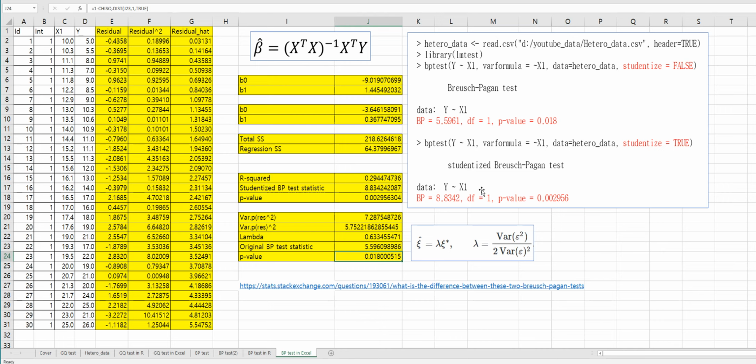So again, once you activate the LM test library, you can use the BP test result. This is a regression model formula, and if you specify studentized as true, you can get the studentized BP test statistic. Then under 5% significance level, this p-value is smaller than 5%, so we can reject the null hypothesis. So it means that there is heteroskedasticity.